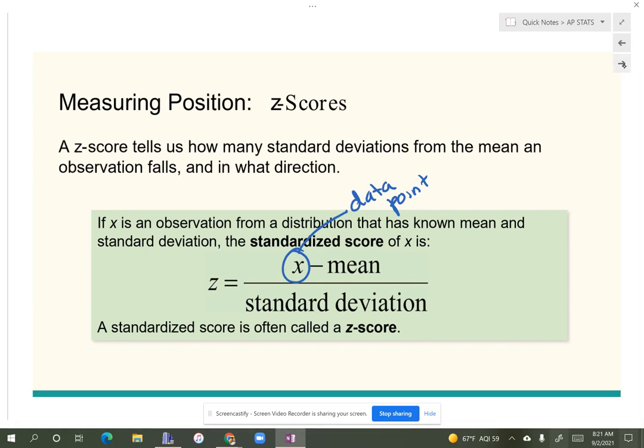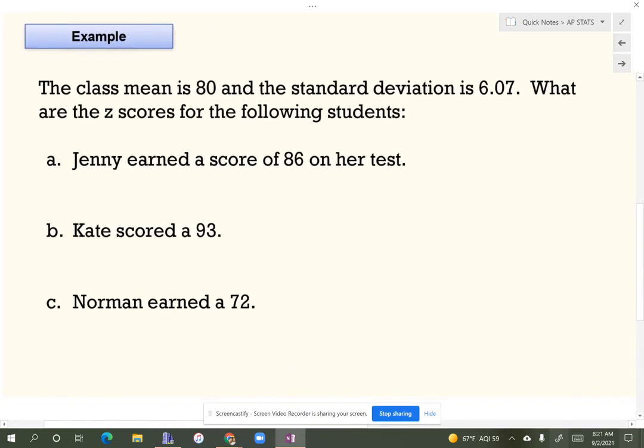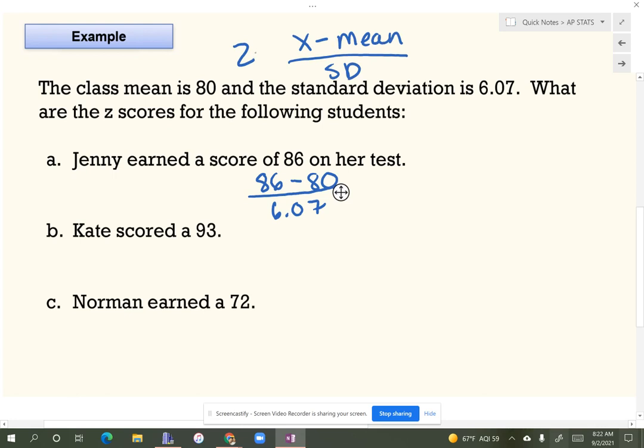So we're going to do some practice. Okay, I'm going back to these test scores with Jenny and her classmates. The class mean is 80 and the standard deviation is 6.07. What are the z-scores for the following students? Jenny earned an 86 on her test. So the first thing we're going to do is go 86 minus the mean, which is 80, all over the standard deviation of 6.07. So if we remember, it's x minus mean all over standard deviation. That's what our z-score is.